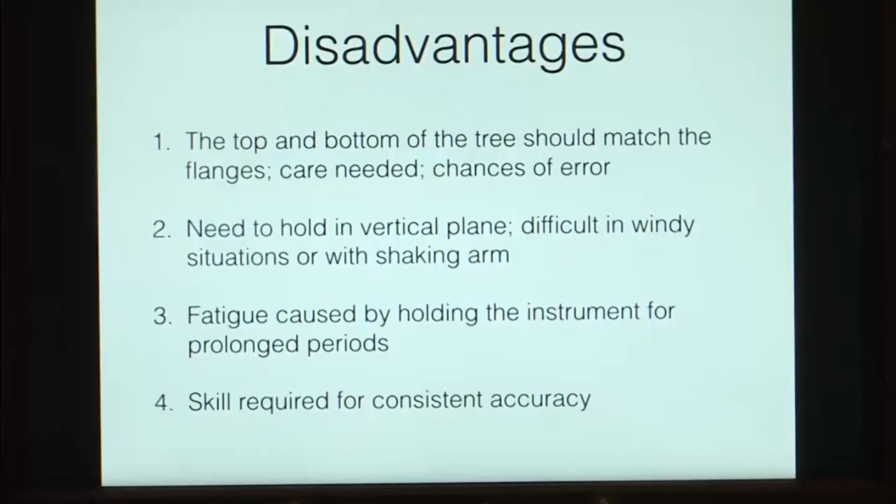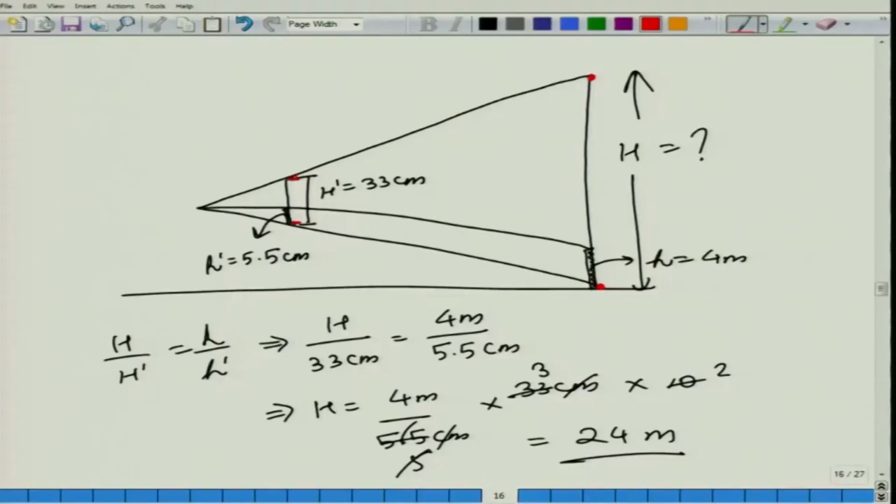You need to hold the hypsometer on a vertical plane. So to hold it on a vertical plane, you add this string on top and you add a weight at the bottom. So this is just to keep it vertical. But even after doing this, it might become difficult in situations when you have a breeze of air flowing through. So if you have a windy situation, your hypsometer might sway, and when it sways, then you have chances of error creeping in.